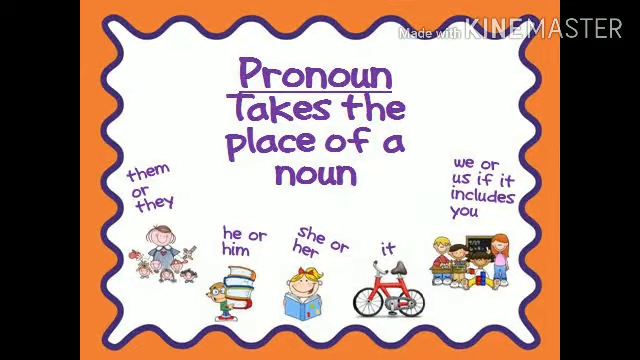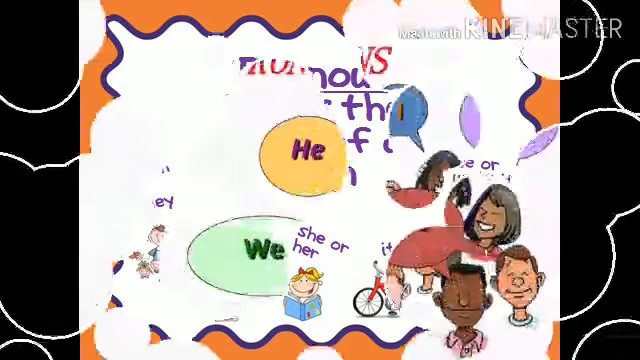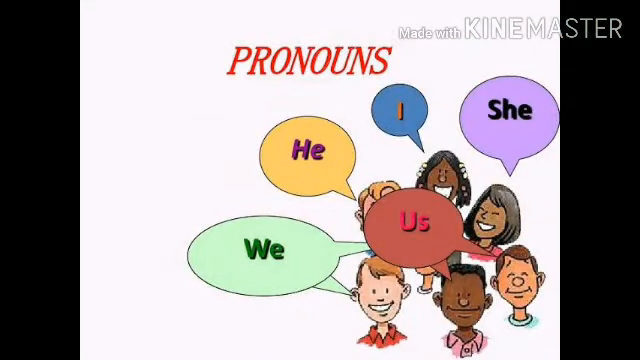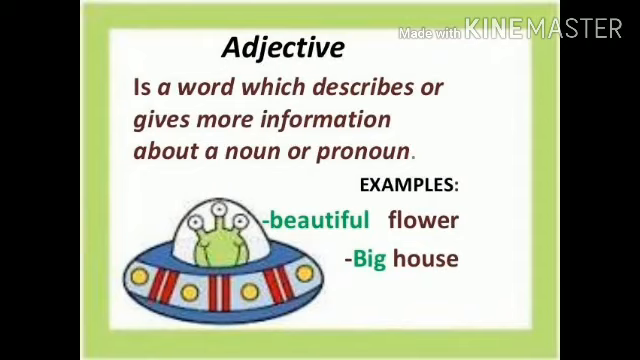Pronouns are the words used in place of a noun. For example, I, we, they, etc. Now let's start adjectives. An adjective is a word that tells something more about a noun or a pronoun. For example, beautiful flower, big house.